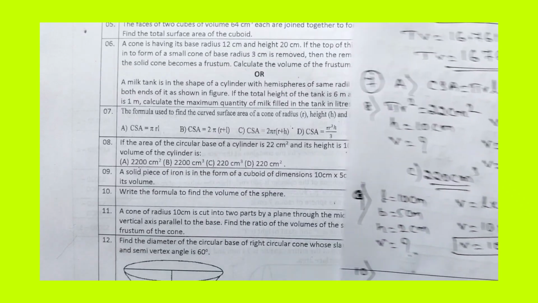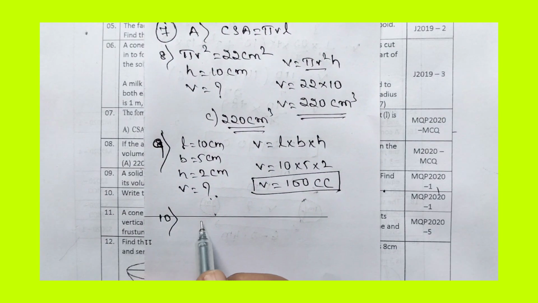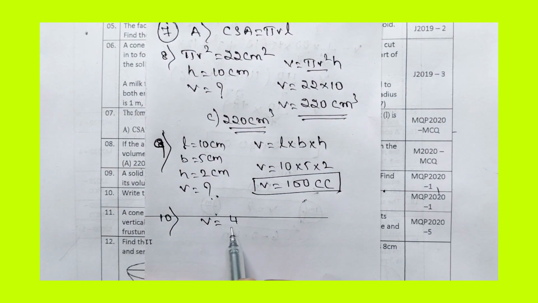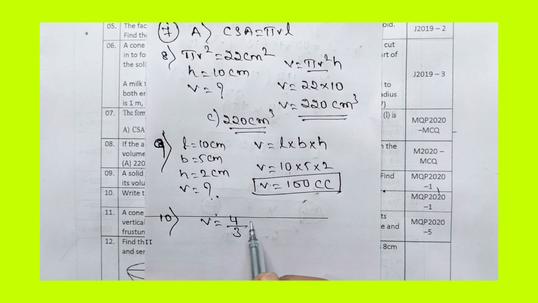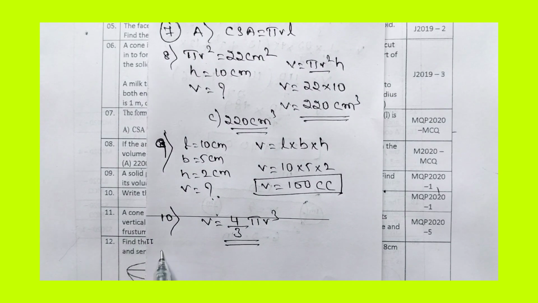Now let us move to the 10th question. The 10th question is: write the formula to find the volume of the sphere. The volume of the sphere is calculated using the formula V is equal to 4 by 3 pi r cube. This is the volume of the sphere.